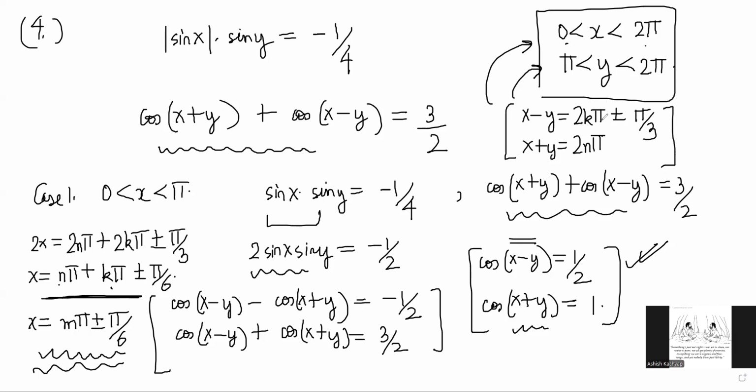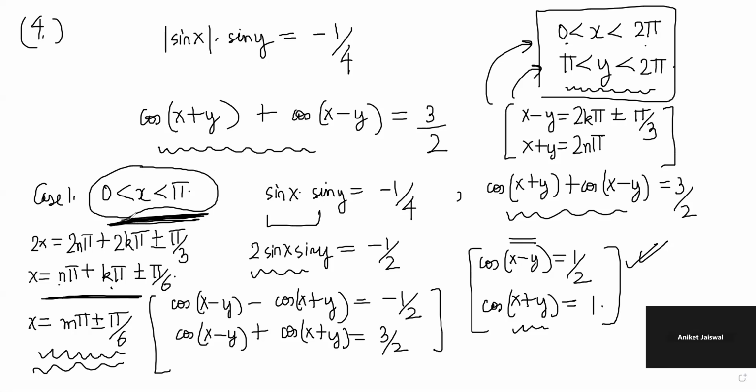Similarly solve for y. Take different integers k and n. You will get some general formula for y, and then you have to select all the answers that lie in the range. Correct? The second case is also simple. Oh, actually, there are not 4 answers, because case 1 was only between 0 and pi. It is not between 0 to 2 pi, it was between 0 to pi. So we will only take the answers pi by 6 and 5 pi by 6.